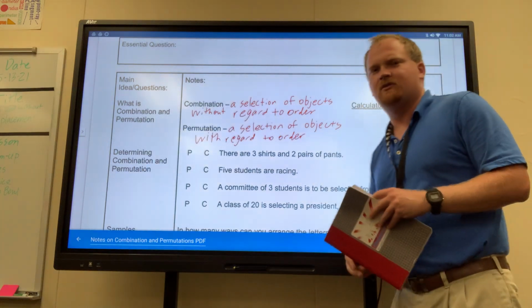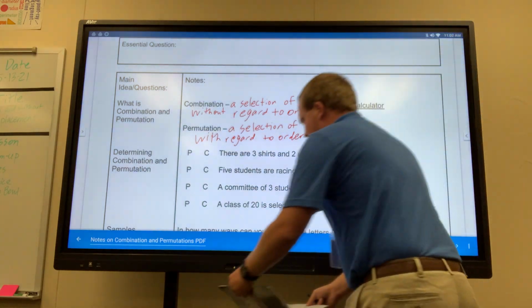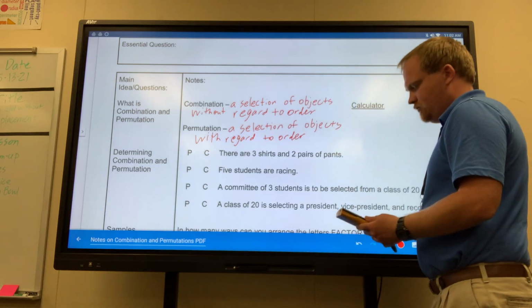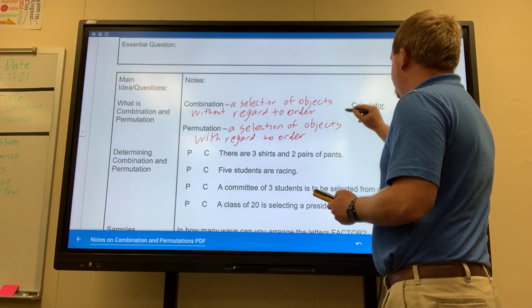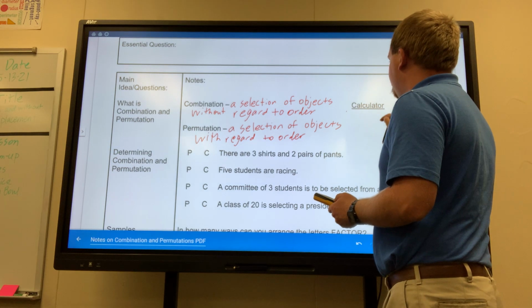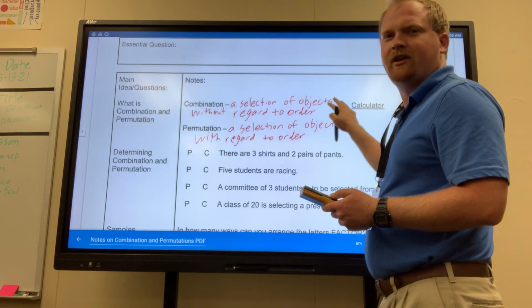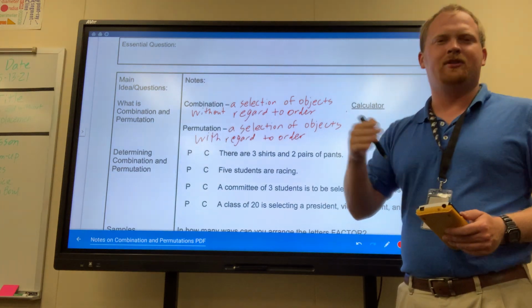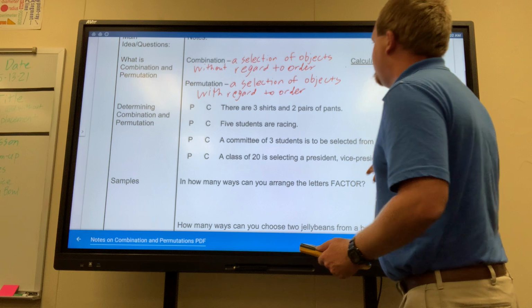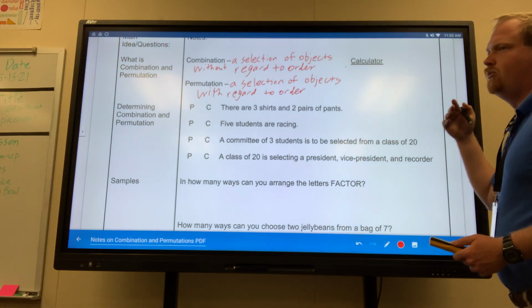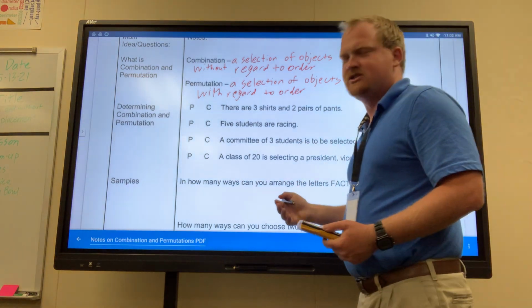That's permutation. Now, in order to find it in a calculator, what we want to do is press the number. Well, we're going to hold off on the calculator part because we actually have to have a number first. But first, let's figure out whether it's a combination or a permutation.